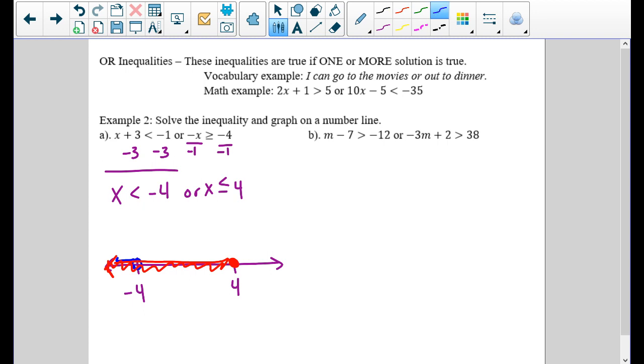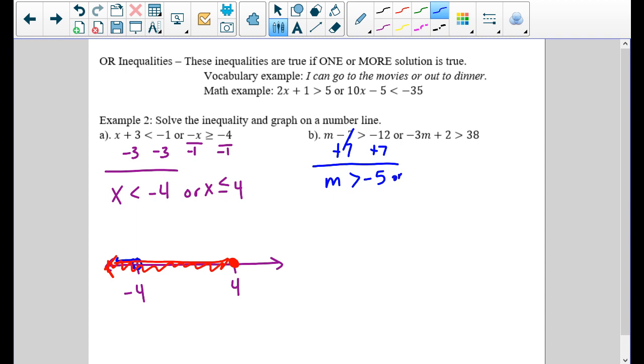We'll take a look here at letter B, and then we'll show that graph here in a minute. So my first inequality here, m minus 7 greater than negative 12. To get m by itself, we're going to add 7. So m, the 7's cancel, greater than negative 5.